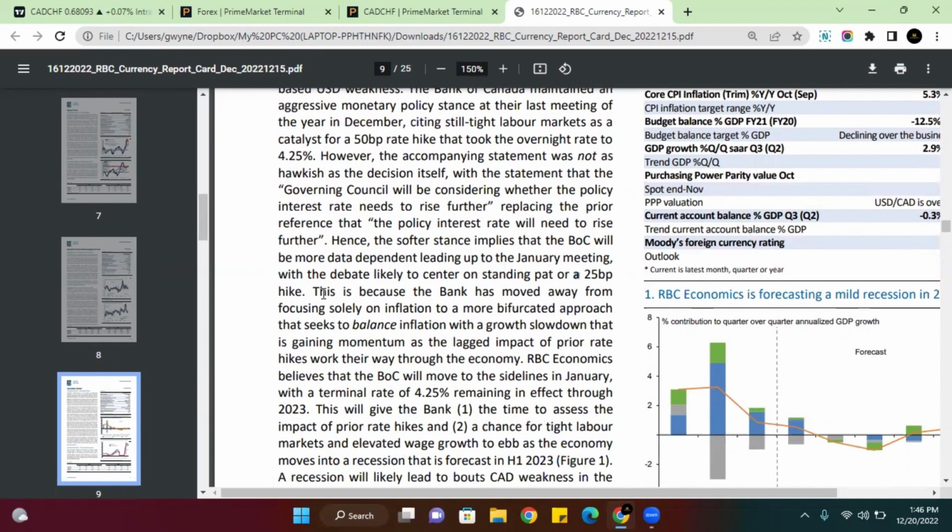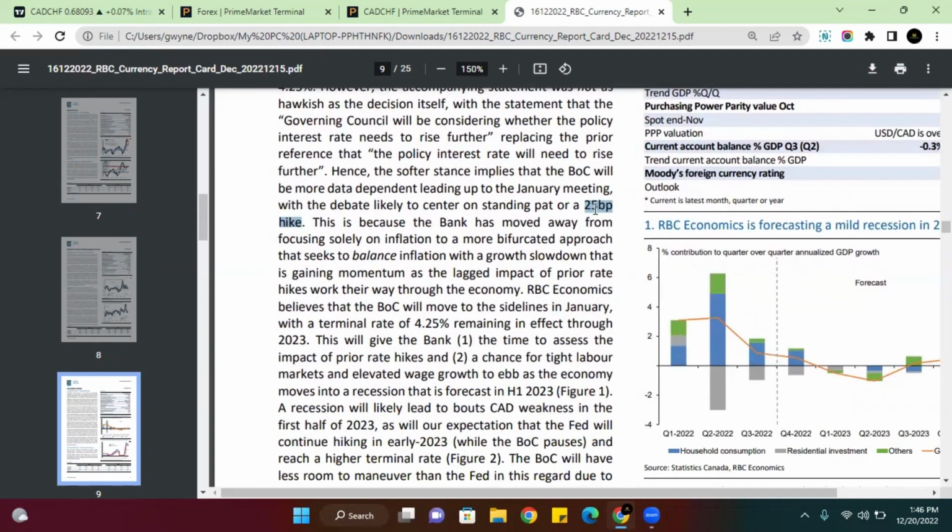The economy is planning on hiking rates 25 BP. So basically, that's them fighting inflation, and this does damage to the economy. Even though 25 BP is not bad, with the U.S. doing 50 BP rate hikes currently, we drop down to that. It's still going to affect their economy.